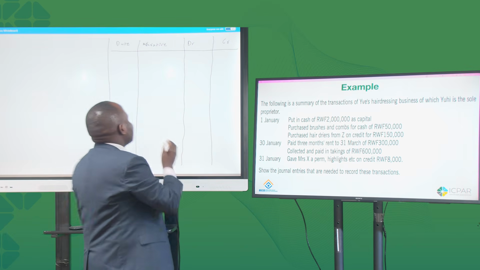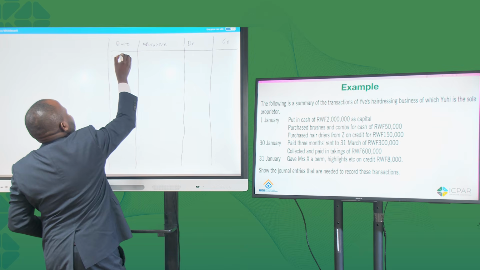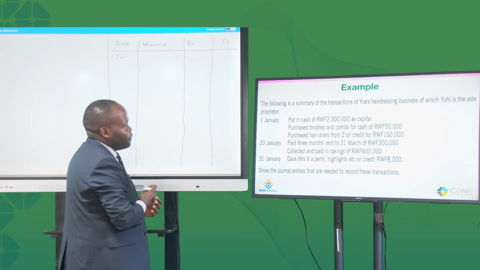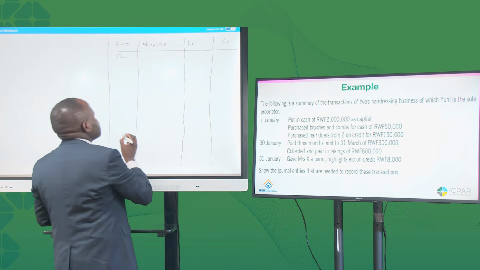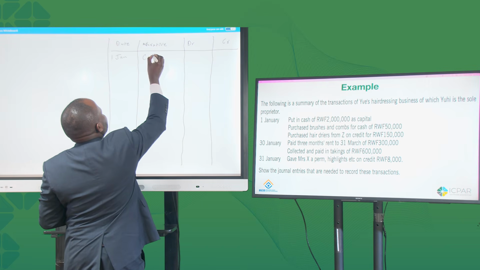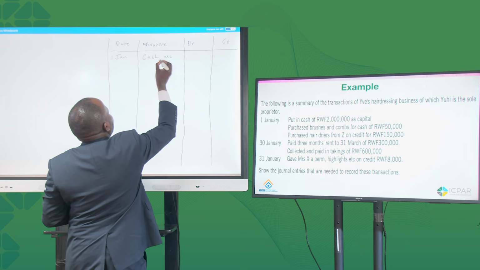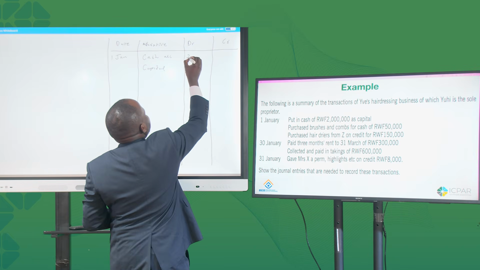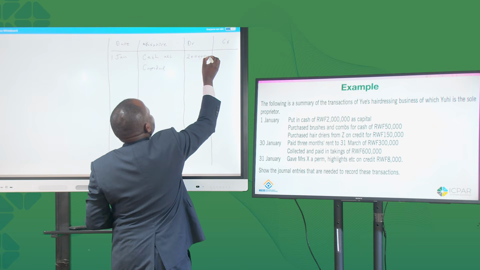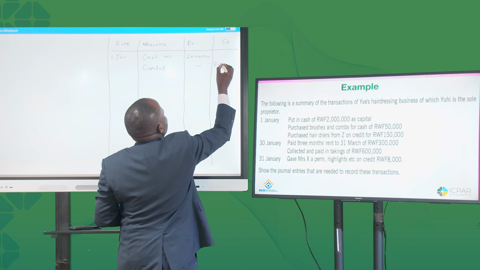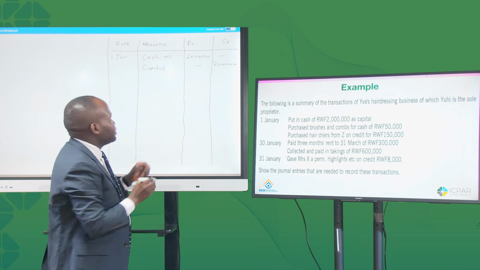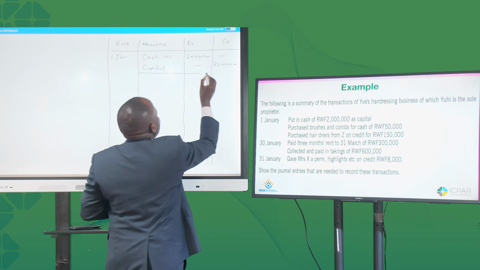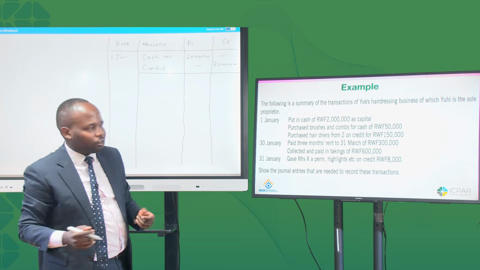So the first date is 1st January. What took place on 1st January? They put in cash of 2 million as capital. So in this first transaction, there is the cash received, there is a cash account, and there is the capital. Cash was 2 million, you will debit it because it is an asset, and you credit 2 million in the capital account. The narrative in that case will be posting of the cash received from capital.